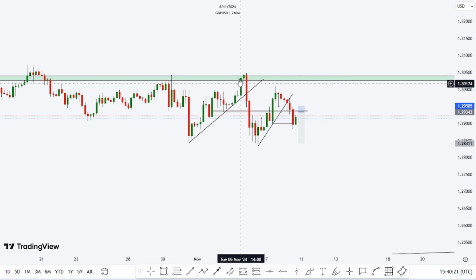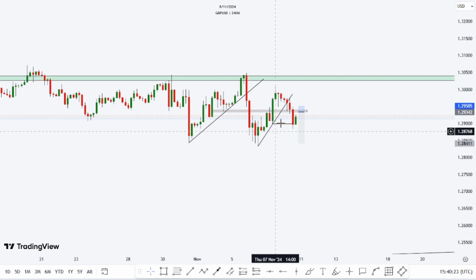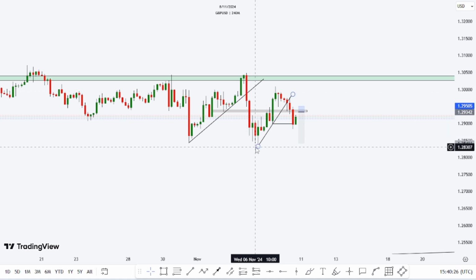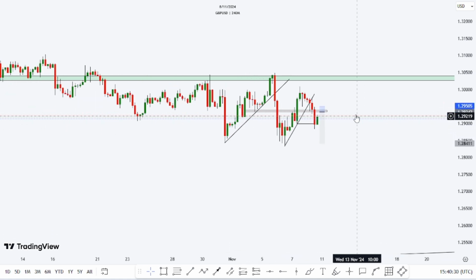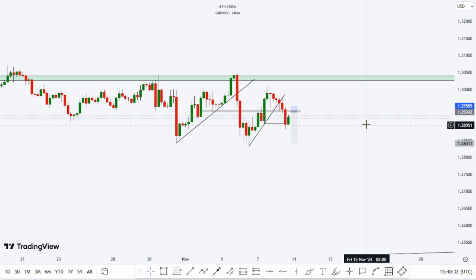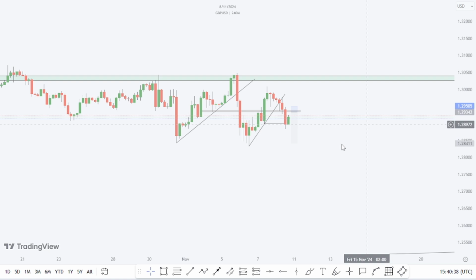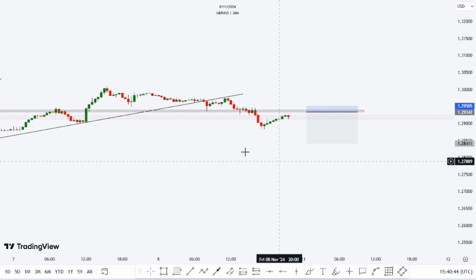Price equally broke this structure right here, broke this trend line, and is awaiting a retest. Now let's take it all the way down to the 30 minutes time frame to see our entry opportunity, or where we would get the entry from to take the trade. So we are taking it all the way down to the 30-minute time frame.